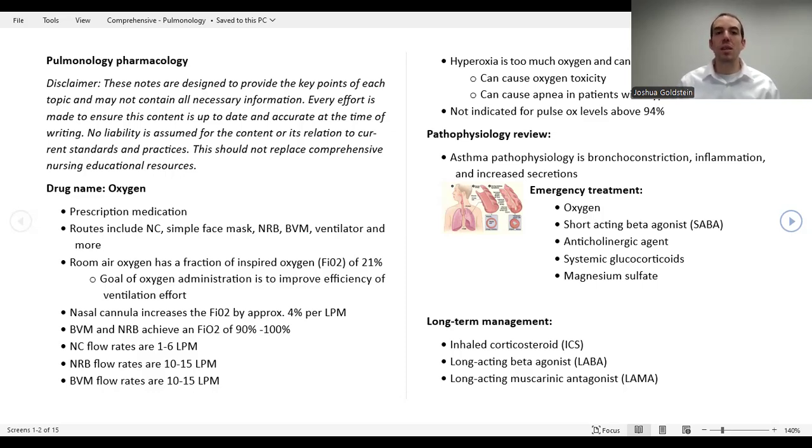So again, that's very important to understand. 21% of what we breathe into our body is oxygen, and then roughly 79% is going to be nitrogen and other gases. An easy way to think about it is 1/5 of the air we bring into our lungs is oxygen. Now, let me ask you a question. What is the purpose of giving a patient supplemental oxygen?